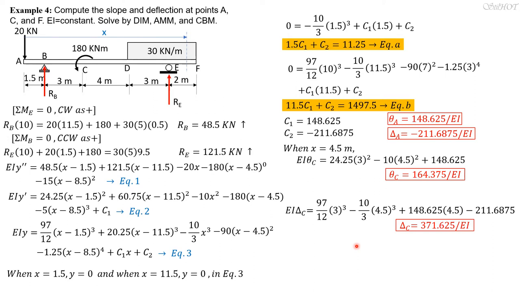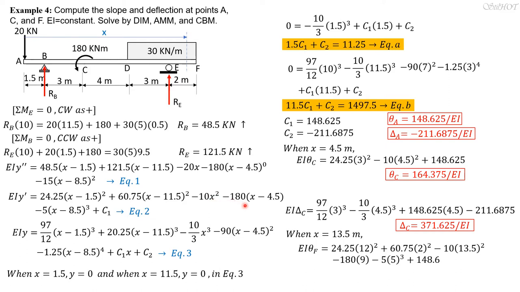And next is when x is at F, when x is 13.5. So EI theta F in equation 2. So we have EI theta F equals 24.25 times 12 squared plus 60.75 times 2 squared minus 10 times 13.5 squared minus 180 times 9, then minus 5 times 5 cubed, and plus c sub 1, which is 148.625. So solving for theta F, it is equal to negative 183.875 over EI.